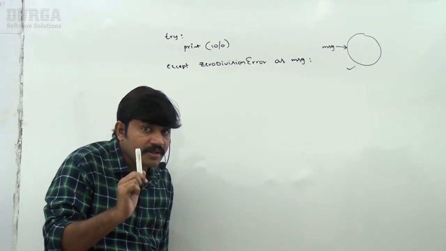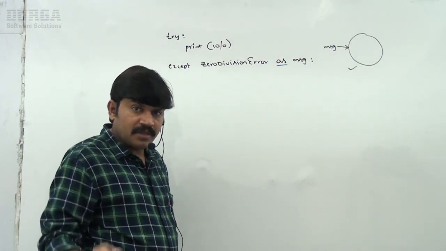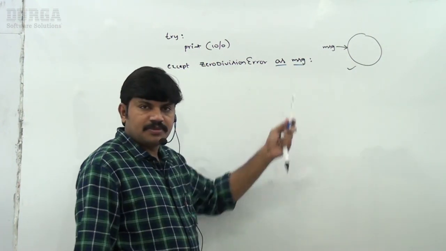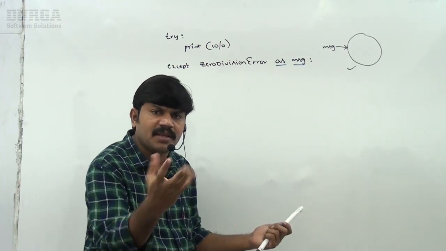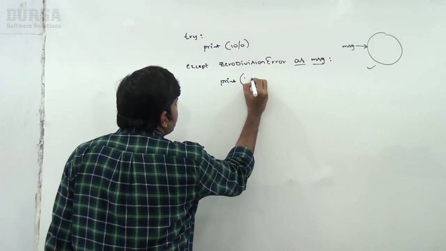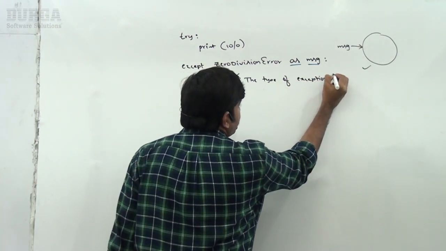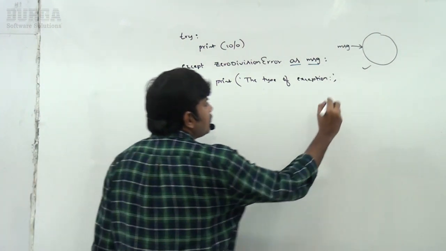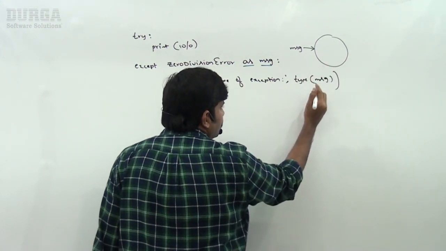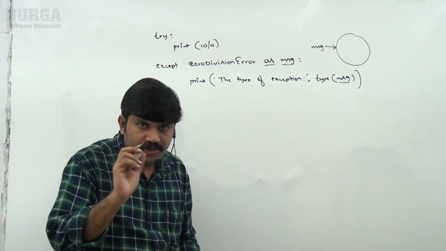But here one important point you should be aware of: 'as' is a Python keyword. You can't change this one, it is compulsory. But instead of msg, you can take anything, no problem at all: as x, as exception, as e, any name, because it is simply the name of the reference variable. Now inside the except block I am taking print the type of exception. What is the type of exception? Very simple, type of msg. Now it will tell the class ZeroDivisionError type.